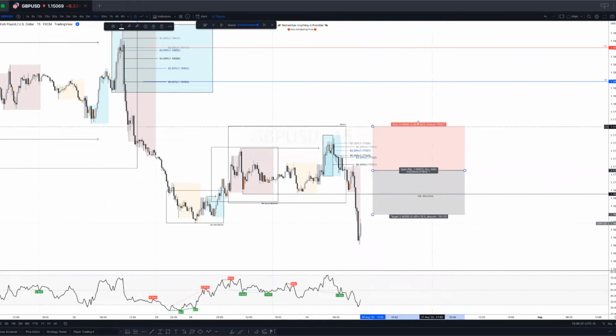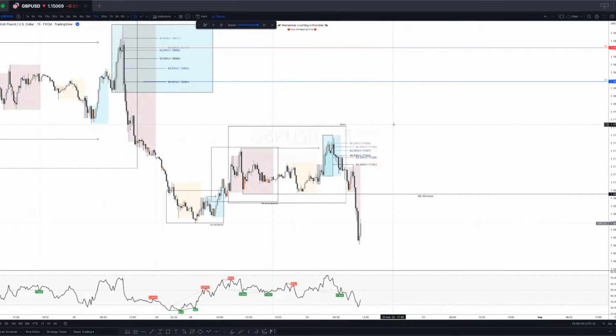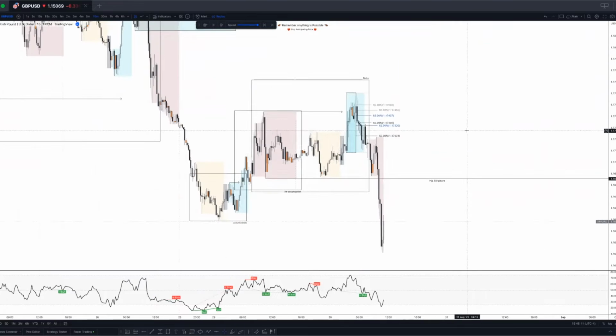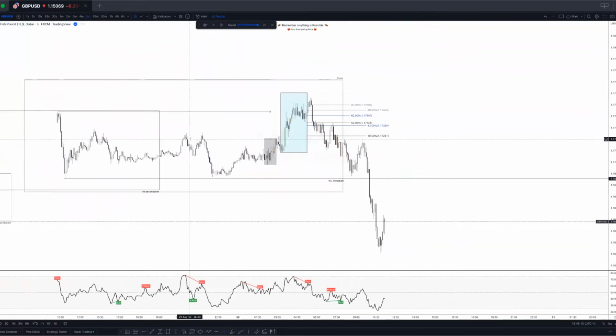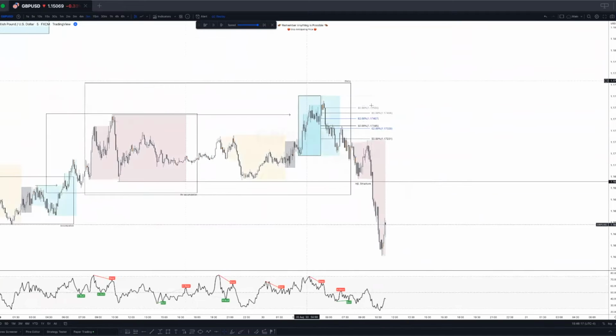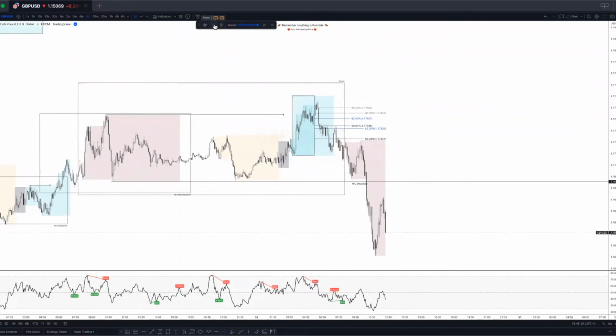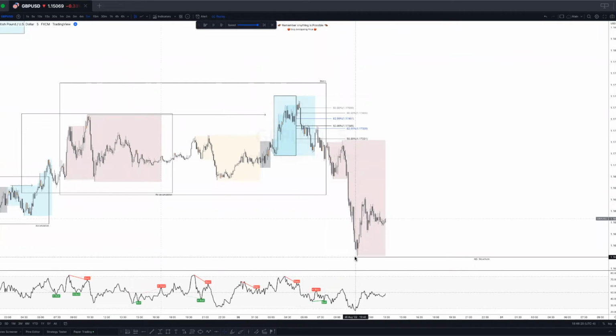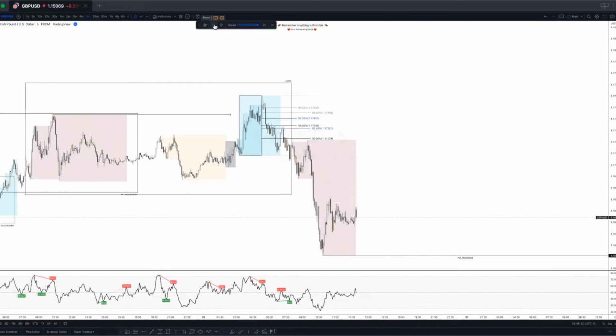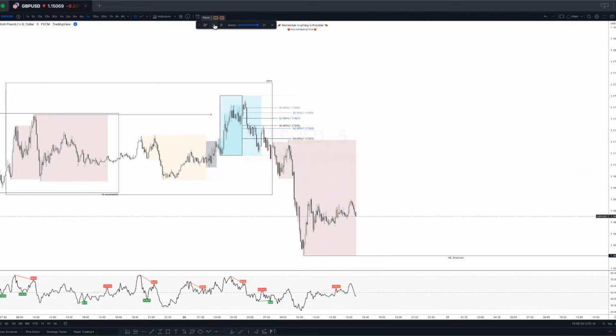It's not for short yet. Let's wait for price to get back up here. If it does get back up here, so let's go to the 5-minute. If it does get back up here and doesn't break this low, all right, as long as we don't break that low, we're waiting on price to come back. Do not break. I don't remember what it did.